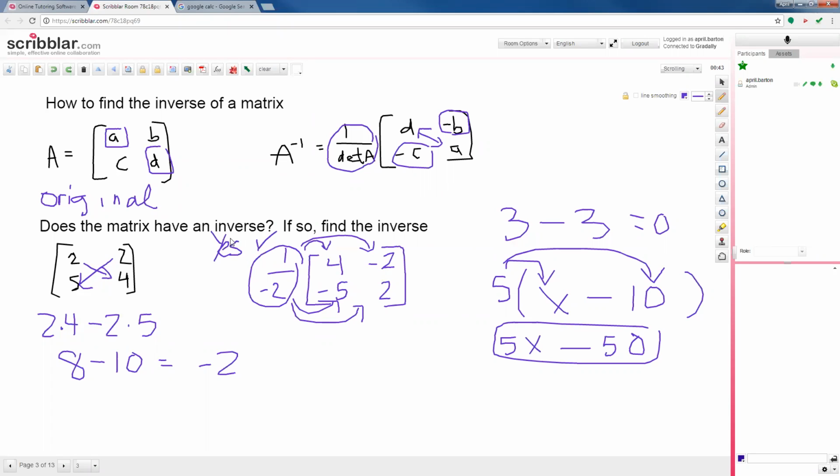And I heard someone else join. Thanks for coming today. Right now we're talking about matrices. This is an Algebra 2 topic.